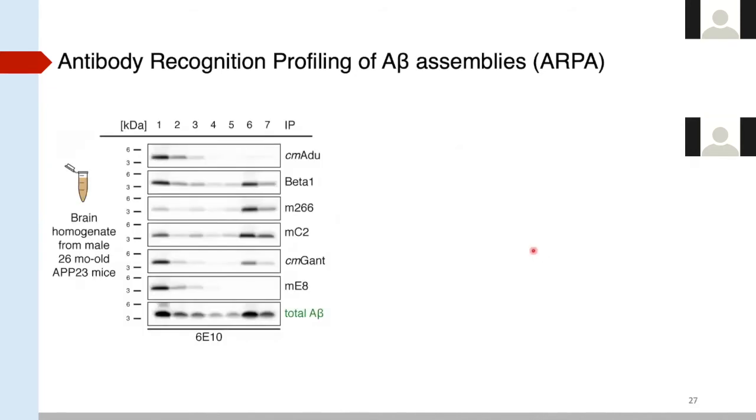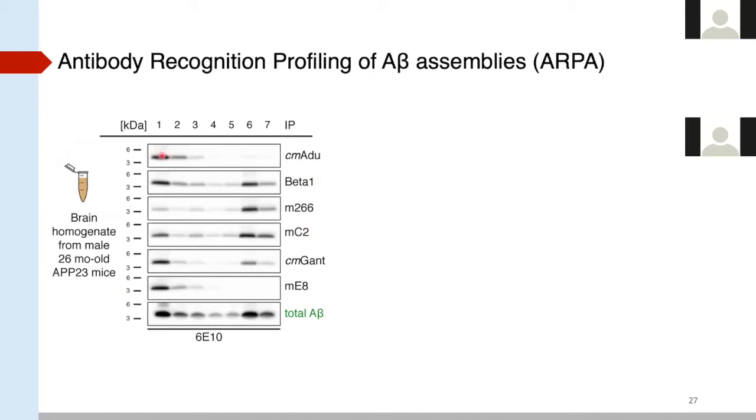So we used brain homogenate from old APP23 mice, size fractionated A beta assemblies with agarose gel, and used the fractions for pull down with the antibodies that we also used for immunization of our mice. And here you can see the Western blots. Right down here, this is the total A beta, how it looks in the different fractions. And you can nicely see that ADO, which recognized the very early seeds, did almost exclusively recognize A beta in the high molecular weight fractions.